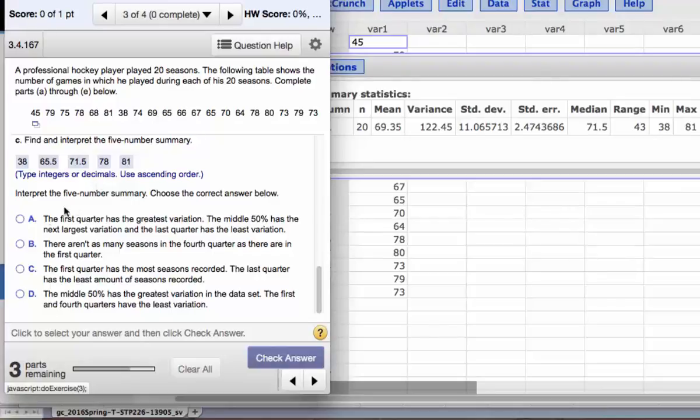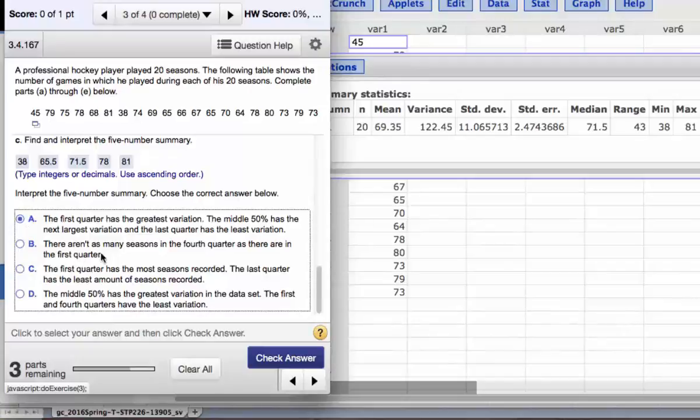Okay. So do we like A? We like A. There aren't as many seasons in the fourth quarter as there are in the first quarter. Why is that false?